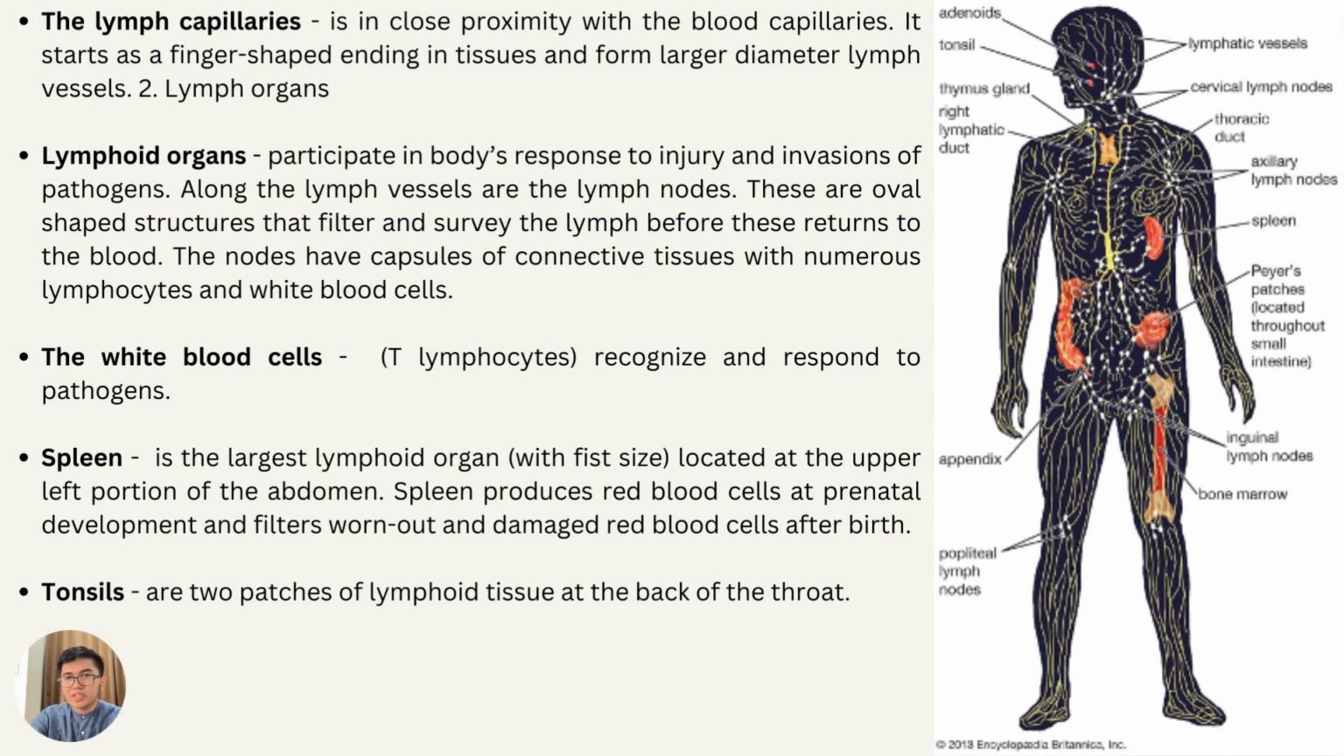Lymph organs participate in the body's response to injury and invasion of pathogens. The white blood cells, or T lymphocytes, recognize and respond to pathogens. The spleen is the largest lymphoid organ, located at the upper left portion of the abdomen. Tonsils are the two parts of lymphoid tissue at the back of the throat. And as you can see in the photo beside it, those are the parts of the lymphatic system.